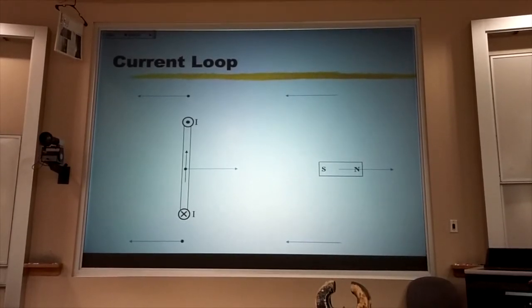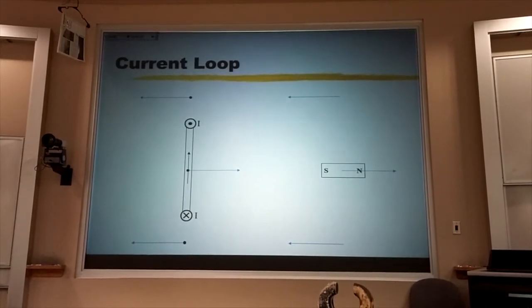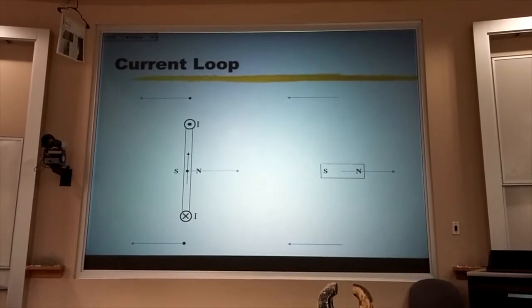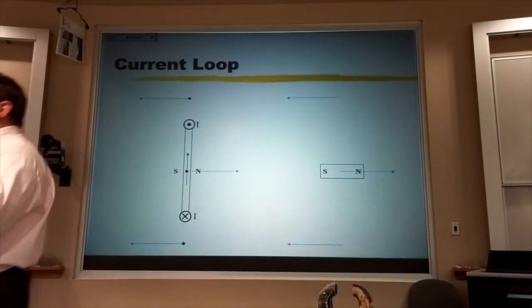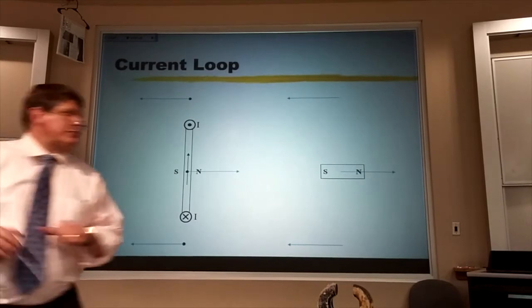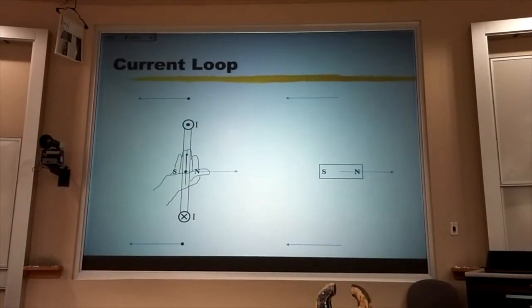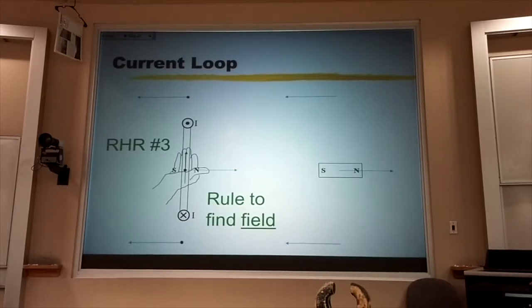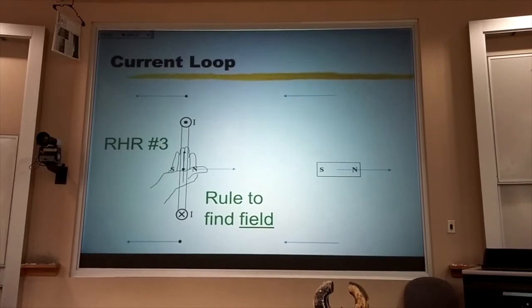And that means that I can replace a current loop with a little bar magnet. I can define a north side of that loop and a south side of that loop. And the way I remember which side is north and which side is south is right-hand rule number 3. Okay, that's my last right-hand rule. That's the good news. It's the last one.